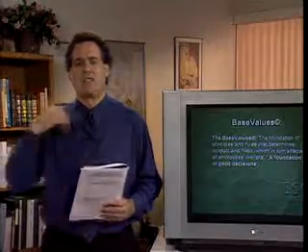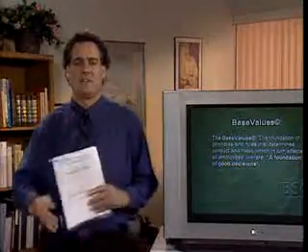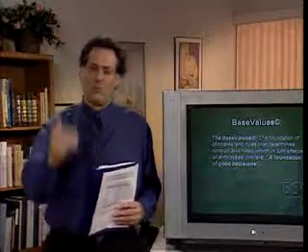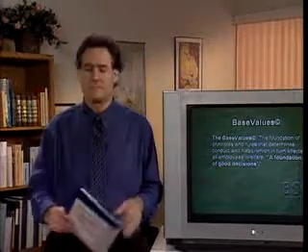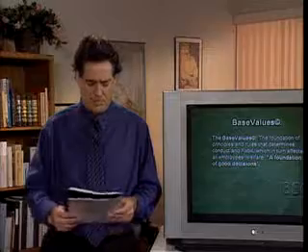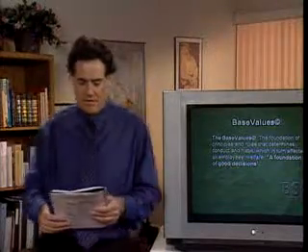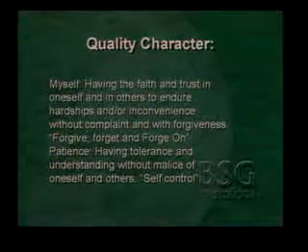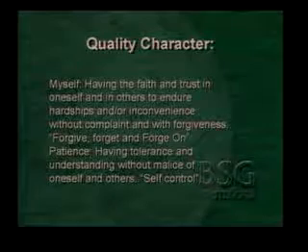But what we're saying is, if it's not being practiced, we have a tendency to lose it. So we reinforce it, put it in writing, and say this is what we want internally, and the organization is supporting that. If you look at quality character, now this is really kind of interesting. It says, myself, having the faith and trust in oneself and in others to endure hardships and/or inconvenience without complaint, and forgiveness. Forgive, forget, and forge on.